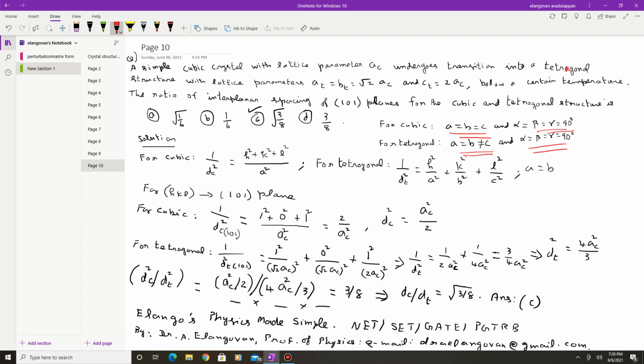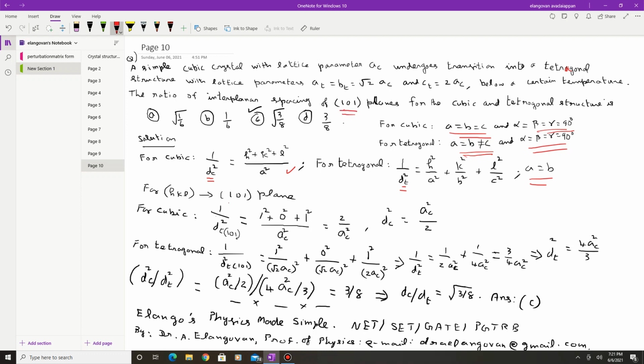For a cubical system, 1 by d square, where d is the interplanar distance between successive HKL planes, is given by h square plus k square plus l square by a square, where a is the side of the cube. So this is the expression. For the tetragonal system, 1 by dt square is h square by a square plus k square by b square plus l square by c square. So you know these two expressions. For the interplanar spacing, the plane is given as 101.